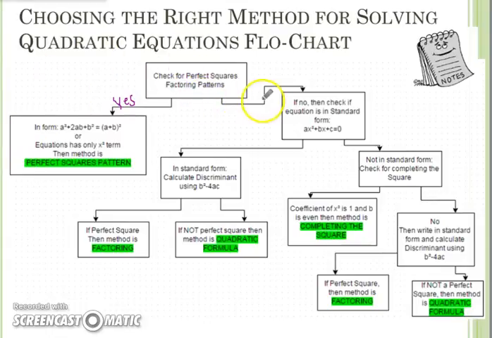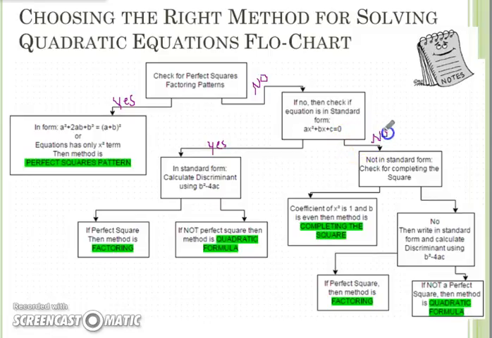If it's not in that path, then you would want to follow the other direction. So no, then you want to check, is my equation in standard form? If it is in standard form, then you want to calculate the discriminant, so b squared minus 4ac. If it's a perfect square, then the best method is factoring. If it's not a perfect square, then you'd want to use the quadratic formula. So check for standard form, and if it is, calculate the discriminant and go from there.